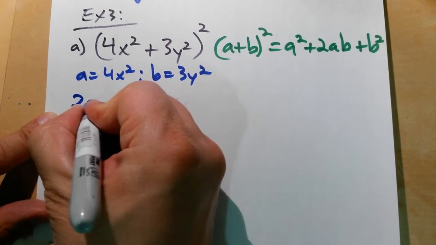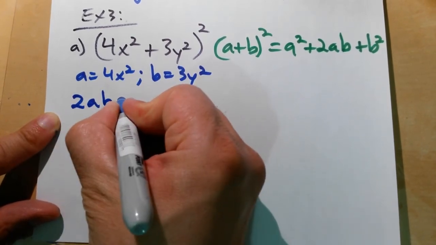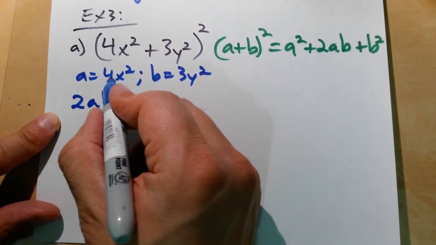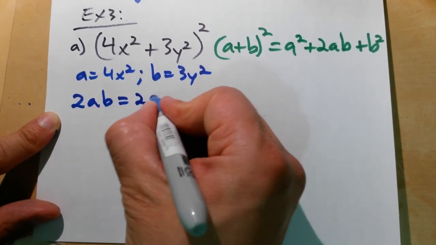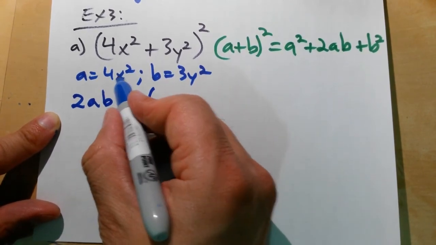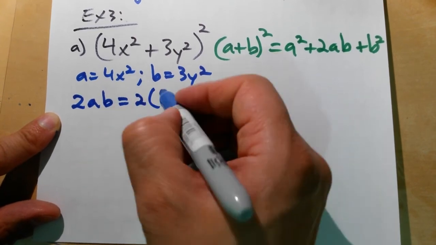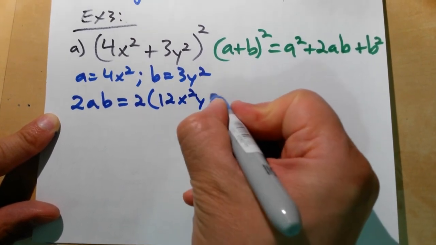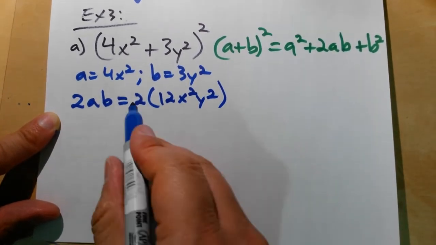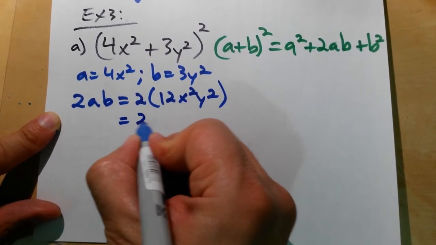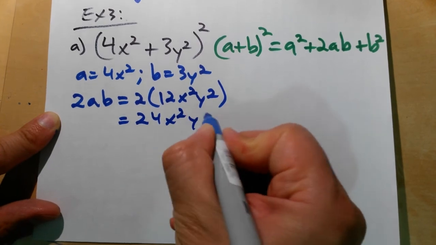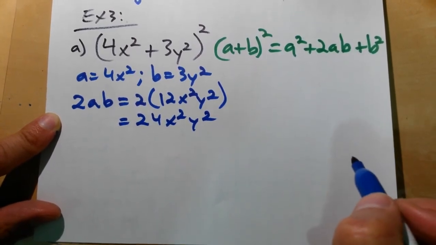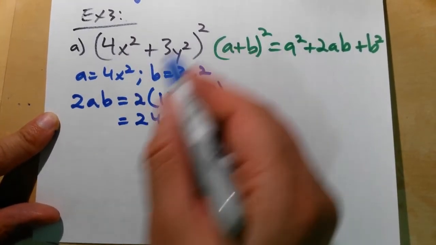What is our 2ab value? So we multiply these two times 2. So 2 times, what's 4x squared times 3y squared? So 4 times 3, 12x squared y squared. And then if we bring this in, we're going to end up with 24x squared y squared. Okay, so let's start expanding this very quickly.